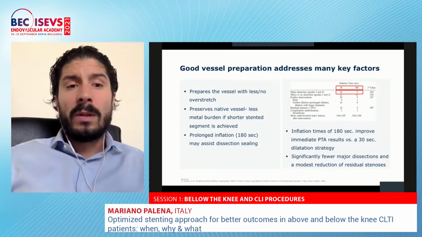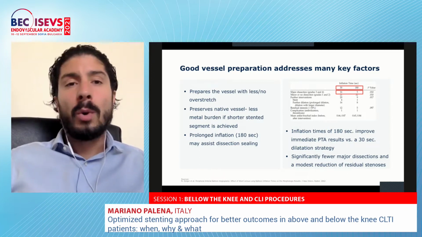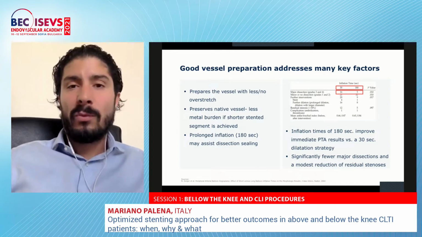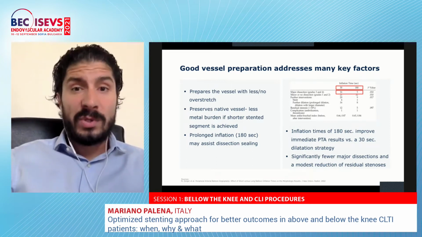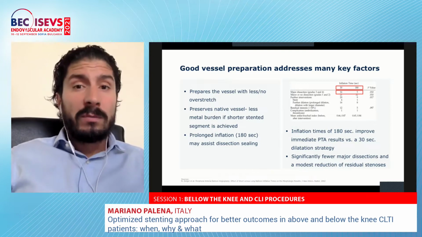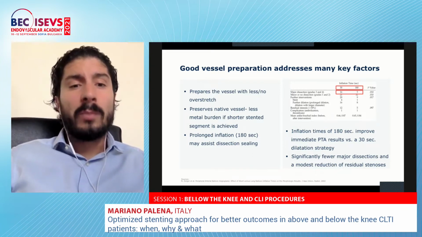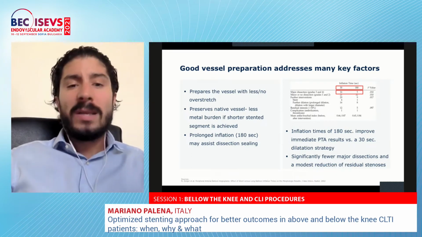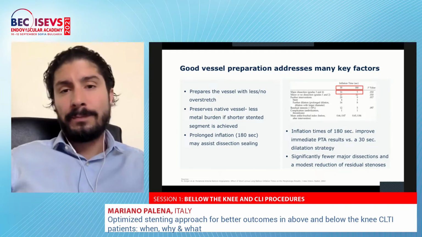Preserve the native vessel with less metal burden if a shortened stent segment is achieved. Nobody wants to cover the collaterals, and when we discuss the common femoral, we don't want to jail the profunda, even if in many cases it's necessary, but we always try to preserve the native arteries. Another key factor in vessel prep is the time of angioplasty. Prolonged inflation, at least 3 minutes, and in some cases even 5 minutes, may assist dissection healing and contribute to better lumen gain.